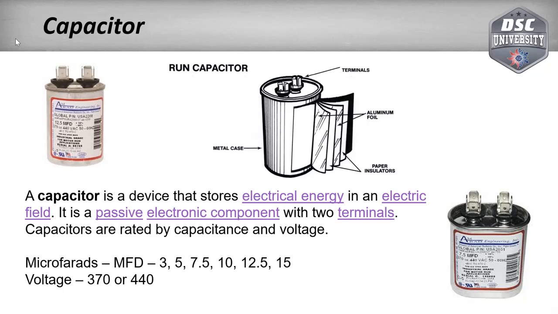And they come in different ratings. You see there on the bottom, you've got your MFD rating, which is basically how much kick it gives you, and then you have voltage ratings, which is 370 or 440. So your fan motors are usually going to have your 3.5, 7.5, 10. Then once you get to the bigger sizes, usually you get to your 30s, your 35s, and so on and so forth. Those are going to be found with your compressor.